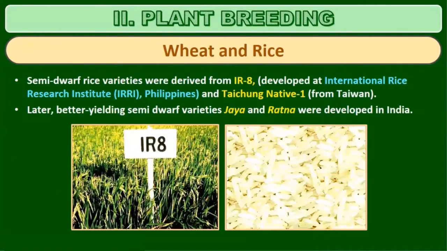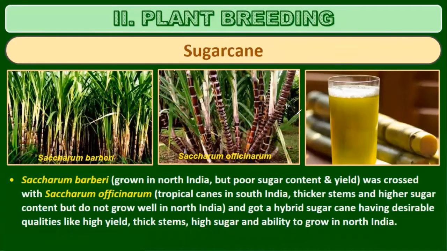Semi-dwarf rice varieties were derived from IR8, which was developed at the International Rice Research Institute (IRRI), Philippines, and Taichung Native 1 from Taiwan. Later, better yielding semi-dwarf varieties like Jaya and Ratna were developed in India. So that was about wheat and rice.